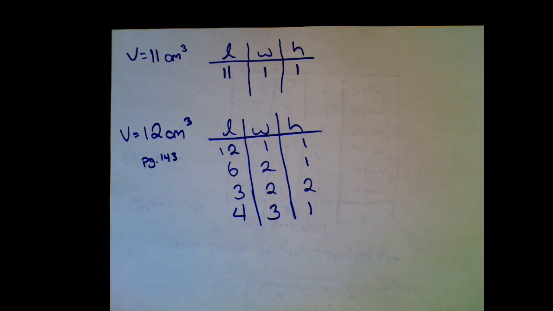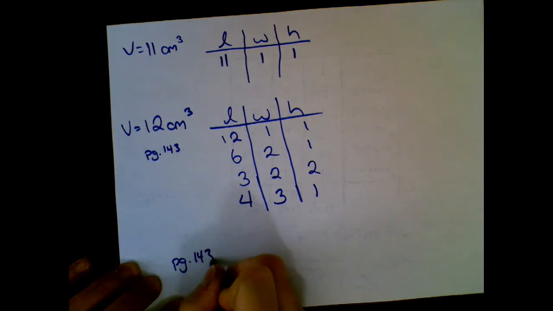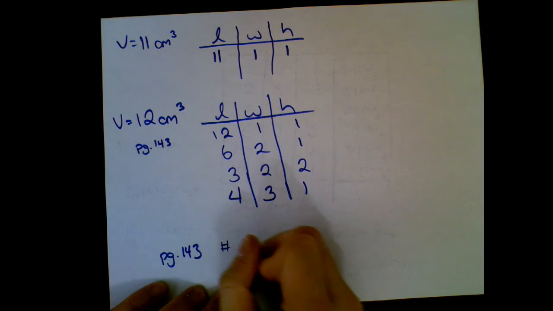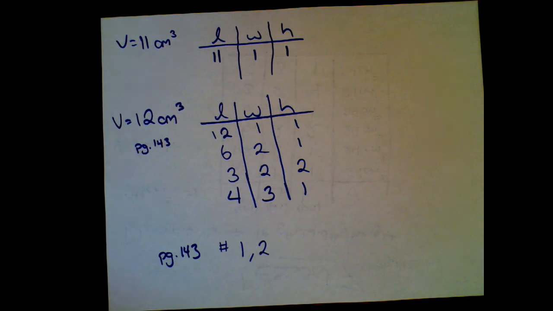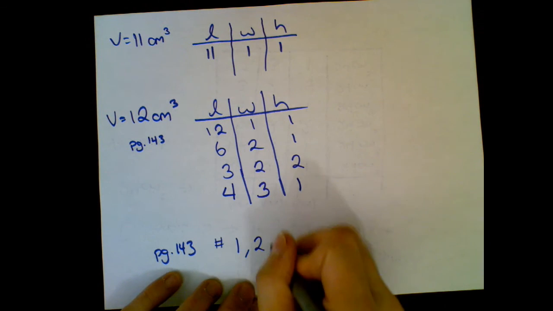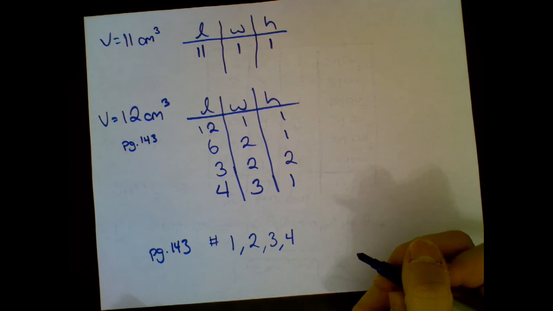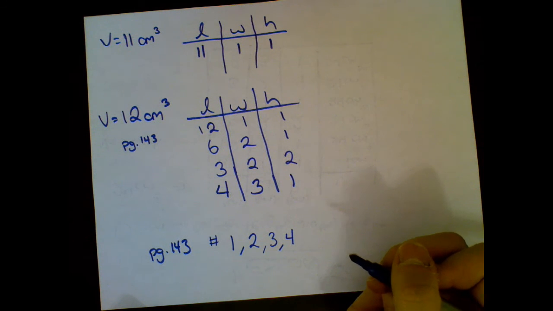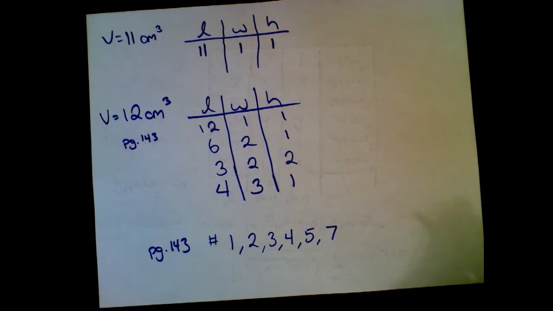So I'll get you to try some practice questions. On page 143 still, I would like you to try numbers 1, 2, 3, and 4, and let's go 5 and 7. All of the questions are good, but you can try these ones.